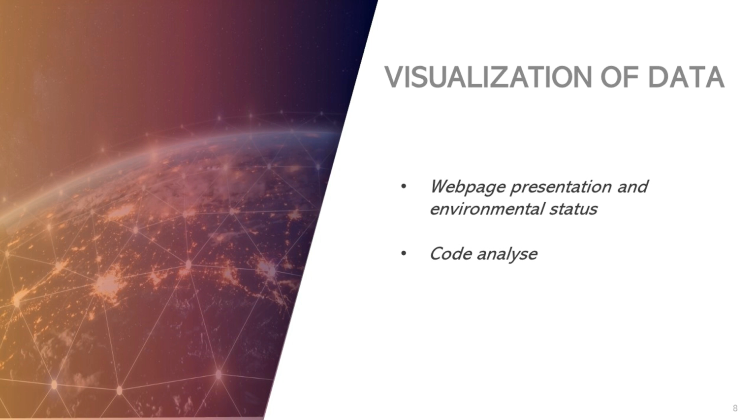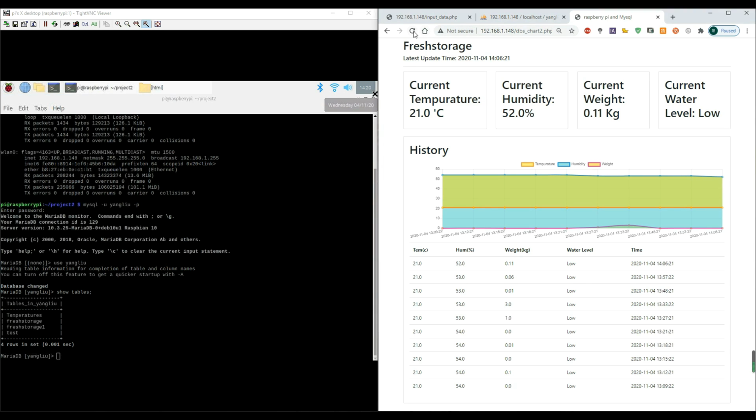Now we're going to move to another important part. This means part 3, visualization of data. So we display all the data in a web page, and then the web page will present the environment state. By typing the web address, we can see what the data show in the web page. The page includes current temperature, humidity, food residual weight, and water level. The following graph can show the change of environment more visually.